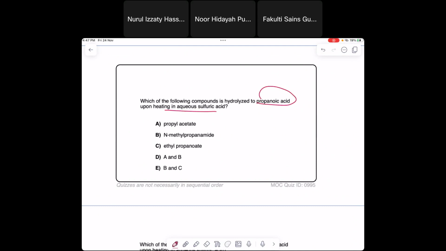Ethyl propanoate. Okay, bolehlah juga propyl acetate. Okay, propyl acetate. Ni propanoic acid lah. Oh, hebat kisan. Sorry lah petang ni. Mengharapkan saya punya Apple Pencil masih bercharge.